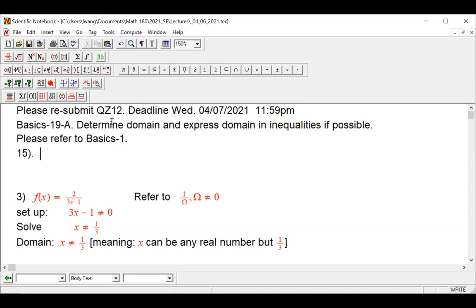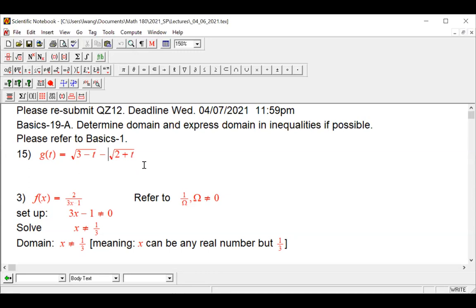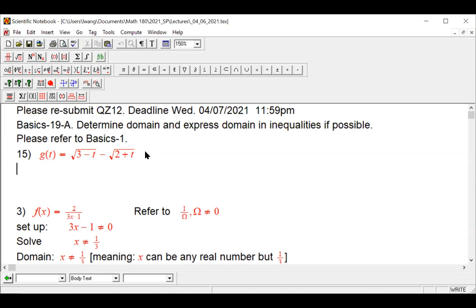And this function, we call it g of t, is equal to, and this function is definitely from your calculus textbook. I have many in this section. They're directly from your calculus textbook. I didn't even modify anything. We are to determine the domain of this function. Okay. Next.